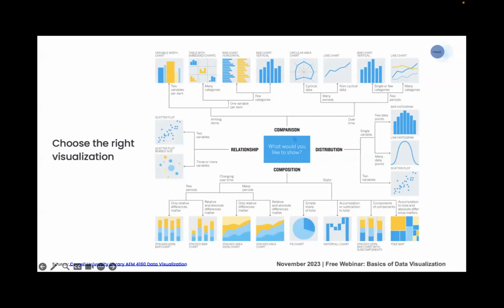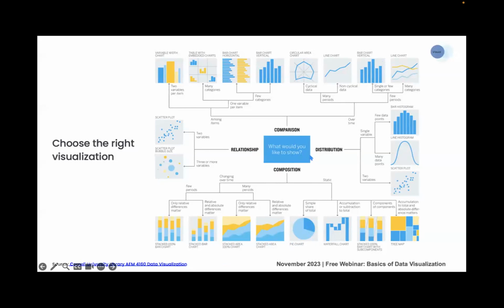Do you want to compare? Do you want to show the relationship of 2 or 3 different types? Or do you want to show the distribution, how a population is distributed? Or the composition, you want to show what makes up a certain thing. It could be a pie chart. So by asking this question, you can actually find the best, most useful chart, right?